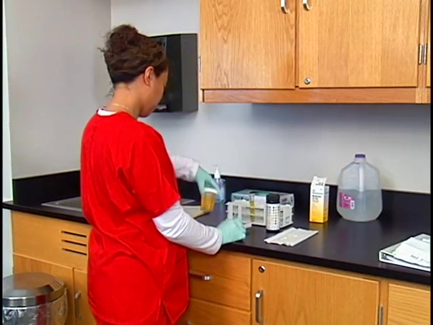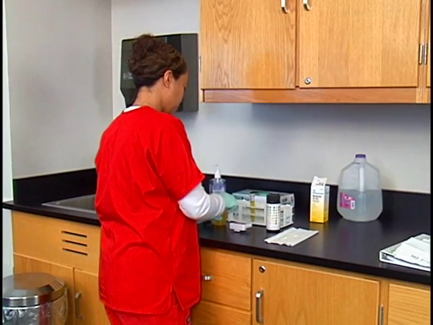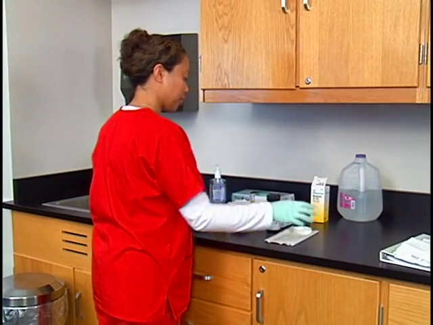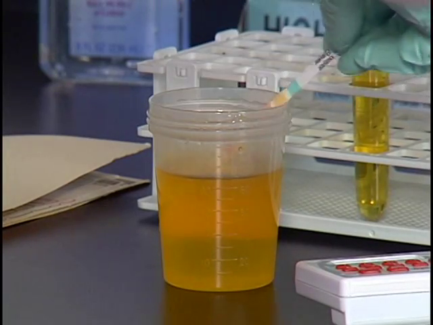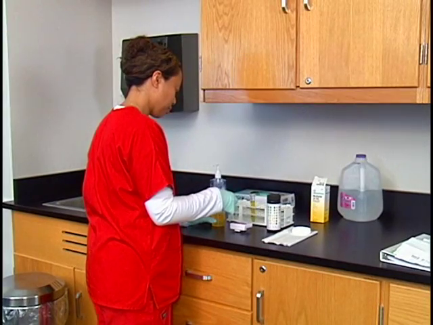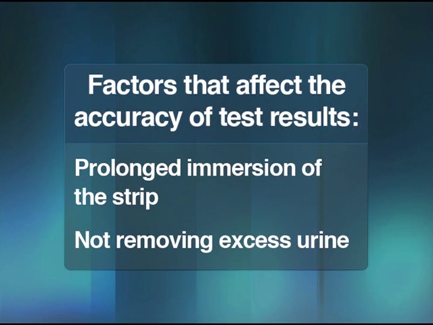Thoroughly mix the urine by rotating the specimen container. Remove the lid from the container and place it on the paper towel. Using your dominant hand, completely immerse the reagent strip in the urine specimen and remove it immediately. As you remove it, run the edge of the strip against the rim of the urine container to remove excess urine. Prolonged immersion of the reagent strip and failure to remove excess urine may cause the chemical reagents to dissolve and leach onto adjacent test pads, affecting the accuracy of the test results.